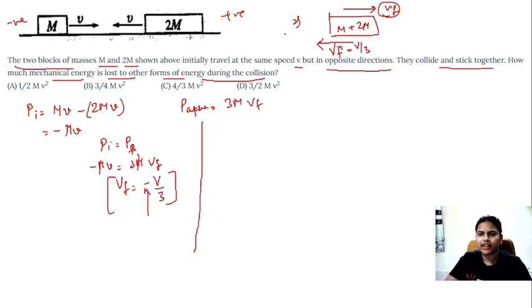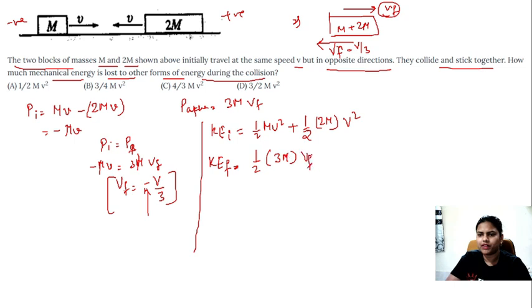So now we have to find the energy. So initial kinetic energy of this system is equal to half mass into velocity square plus, for the second block, half 2m mass into v square, and final kinetic energy is equal to half mass, which is 3m, into velocity, which is common, Vf square. When you solve this, it would be 3mv square upon 2, and just substitute the value of Vf, which is v by 3 squared. So it would be 1 upon 6 mv square.